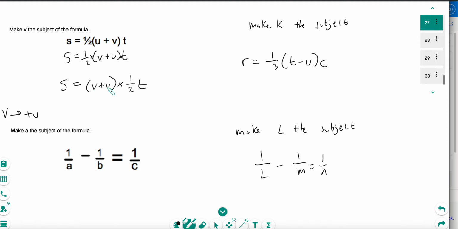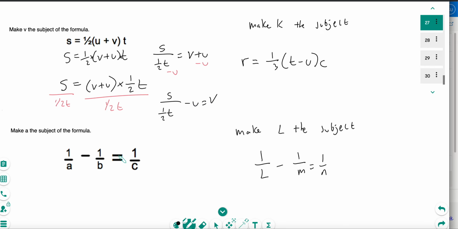So first, v is being added to u, then being multiplied by half t. The opposite of multiplying by half t is dividing by half t. So s over half t equals, the multiply half t and divide half t cancel out, so we're left with v plus u. Now v is being added to u, so I'm going to subtract u. So on the left-hand side, it's s over half t minus u equals v. And we've made v the subject. Last one, make a the subject of the formula.